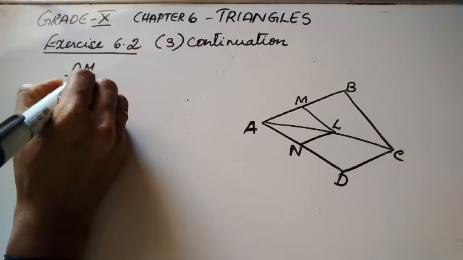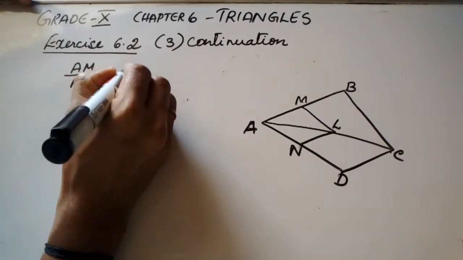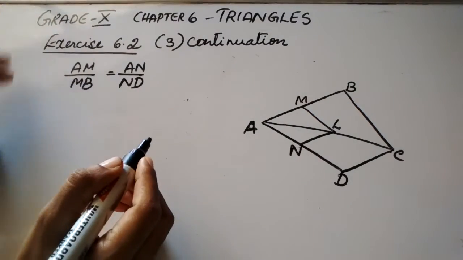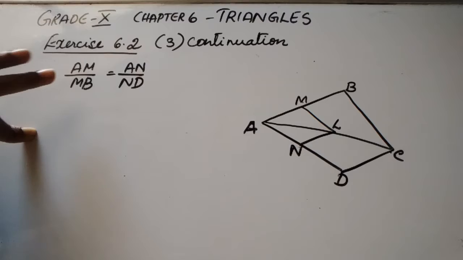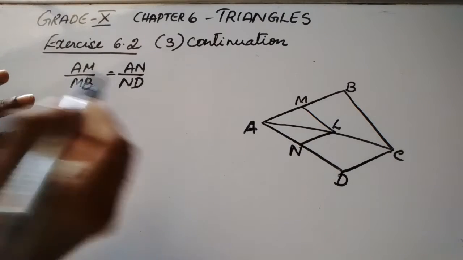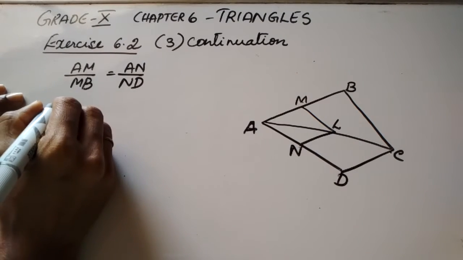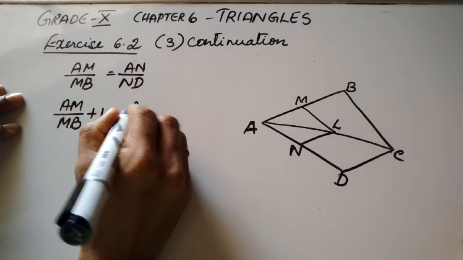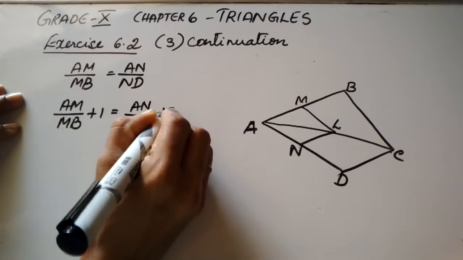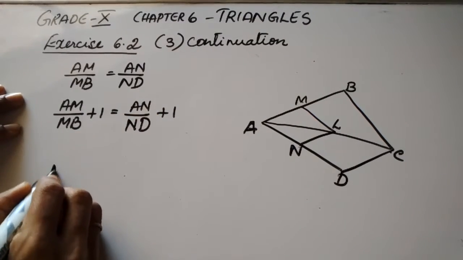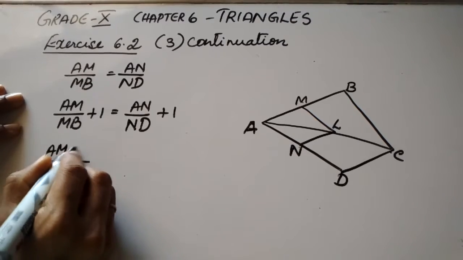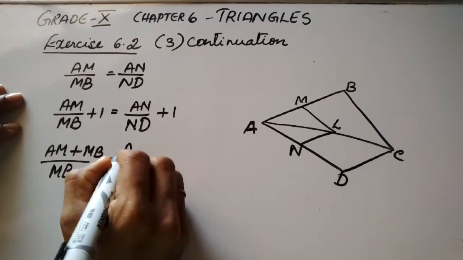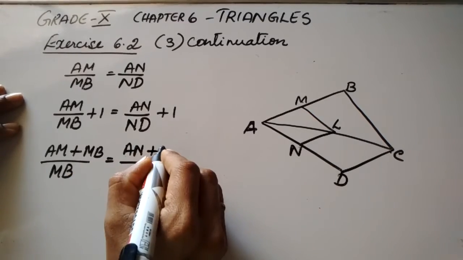It was AM divided by NB is equal to AN divided by ND, isn't it? Yes. In the solution part, I had taken the reciprocal, then I added 1. Here I don't take the reciprocal, I will add 1. So AM divided by MB plus 1 is equal to AN divided by ND plus 1. Now using the LCM method, I will get MB, AM plus MB is equal to ND, AN plus ND.